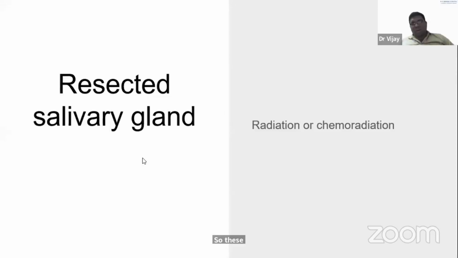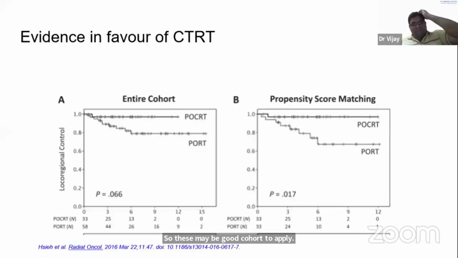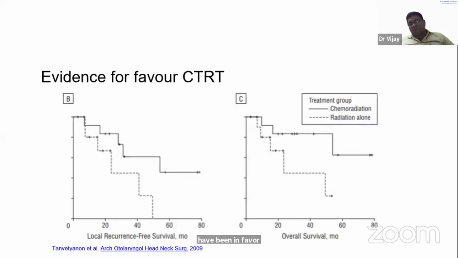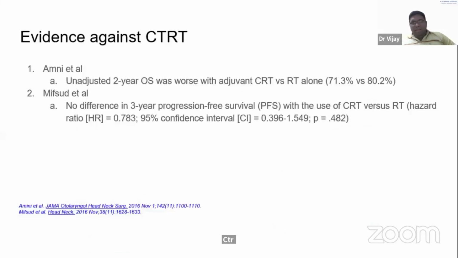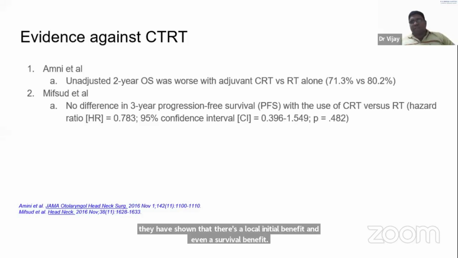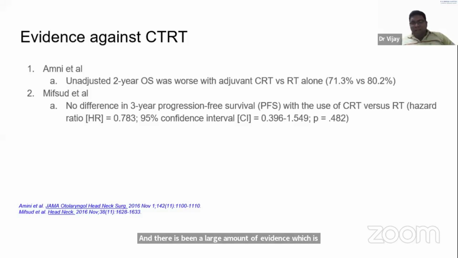Yeah. So actually there is a difference, and if you see, there have been differential results. There have been results which have shown that in high risk features like margin positivity, extranodal extension, multiple lymph nodes positive, or T4 lesions, there have been studies in favor of CTRT. They have shown a local regional benefit and even a survival benefit. And there has been a large amount of evidence which is also against, which has shown that using CTRT in these things has had detrimental effects. So we need to know about both levels of evidence.